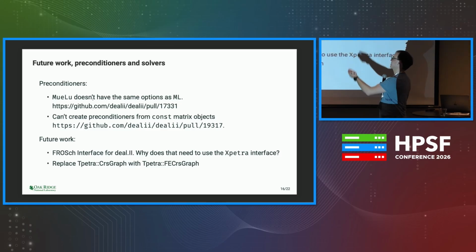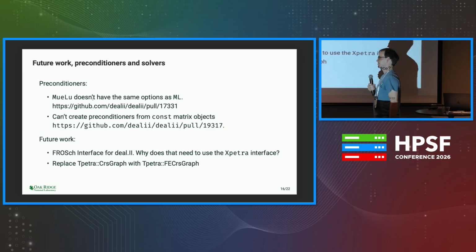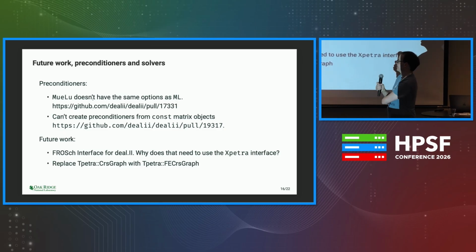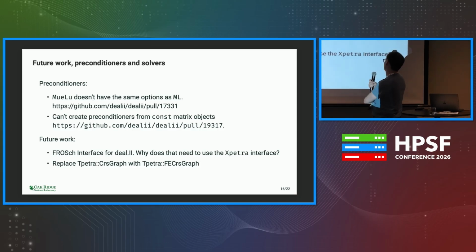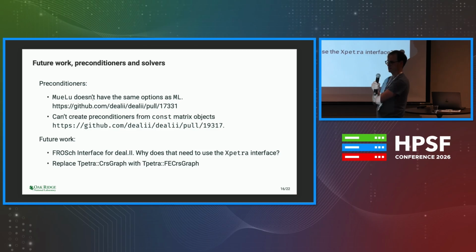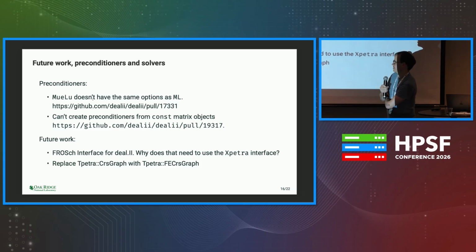But we can work around that, just do const cast, of course. But that would be maybe nice to fix. Okay, and we also have a pull request for a Frosch interface. I mean, it uses the Xpetra interface right now. Maybe Xpetra doesn't need to exist anymore. But yeah, anyway. And then currently everything is Tpetra CRS graph.